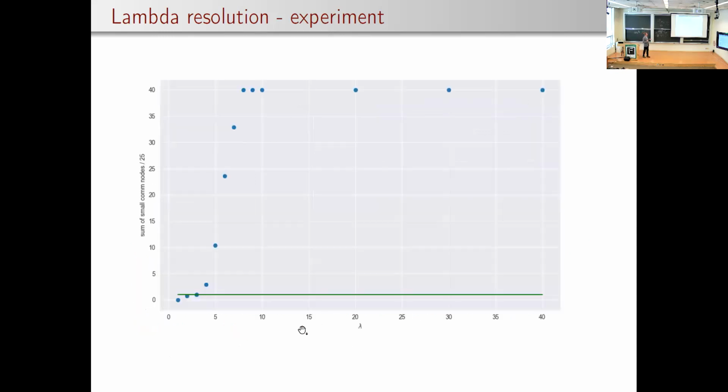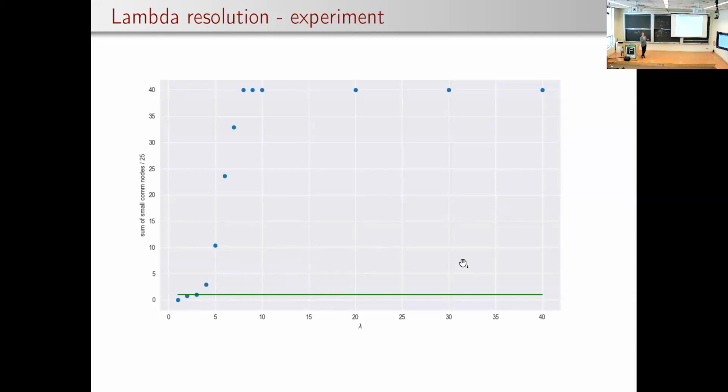So in this picture, I just put information on what is not good enough with this lambda operation: if you put lambda too high, you get more and more small communities, and after that you don't know if they are truly outliers or not.